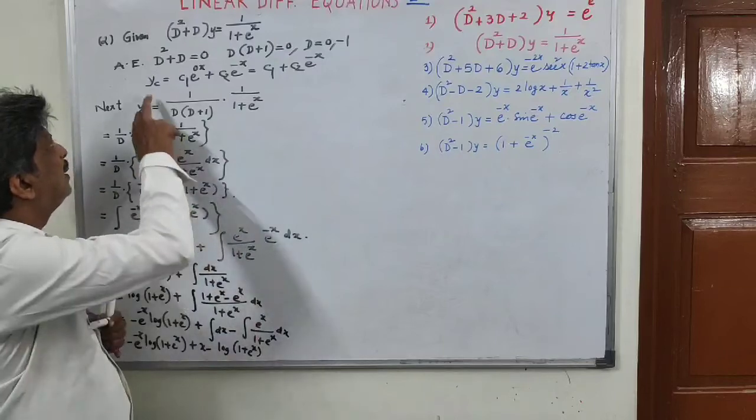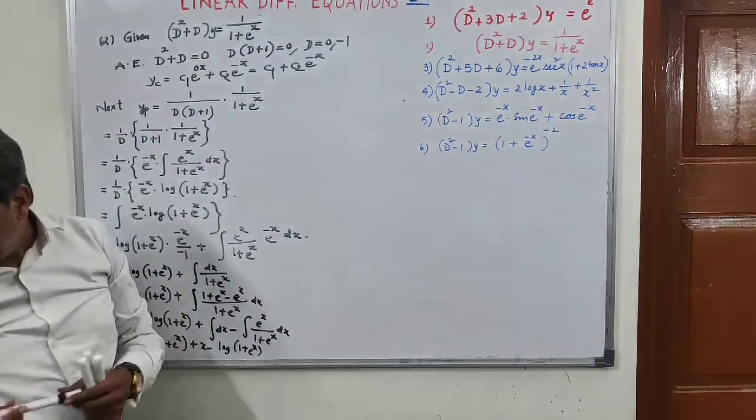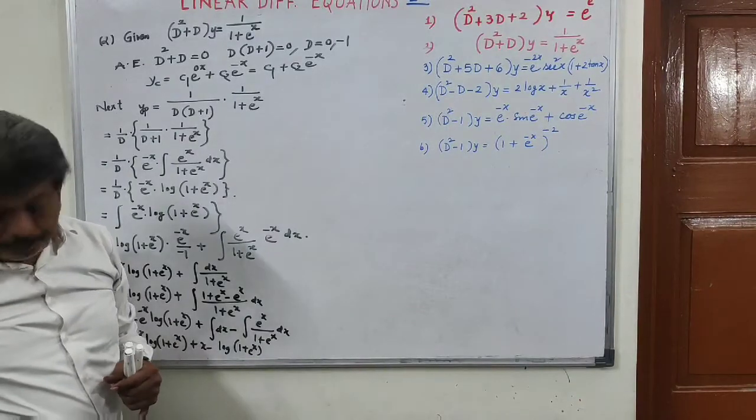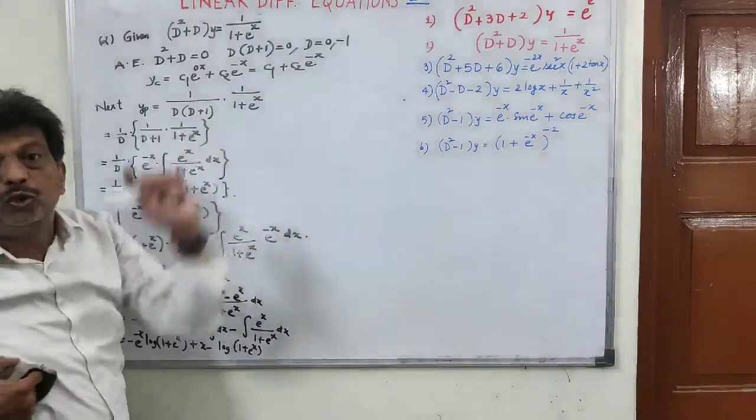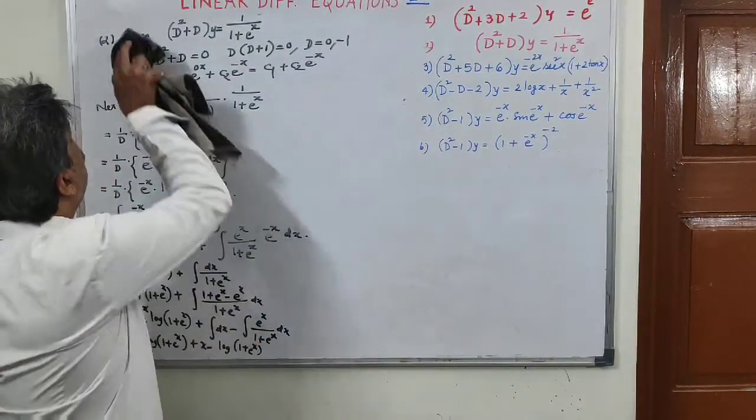So yc plus this final value of yp, that constitutes your complete solution of the second example. Now third one.